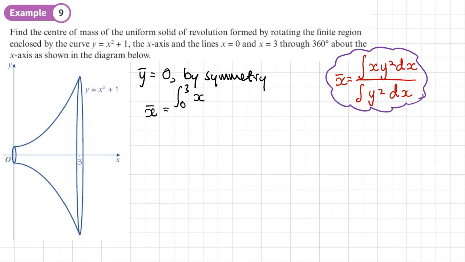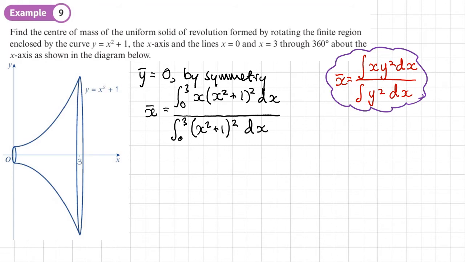And then it's going to be x times y squared. Now y is x squared plus 1, so it's going to be (x squared plus 1) all squared dx, divided by the integral between 0 and 3 of just (x squared plus 1) all squared dx. So now what we'll do is expand the brackets. If we square this, we'll end up with x to the power 4 plus 2x squared plus 1, and that needs to be times by x. So that's going to be x to the power 5 plus 2x cubed plus x.